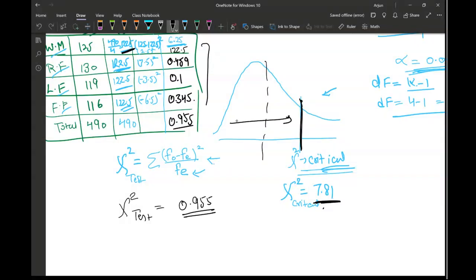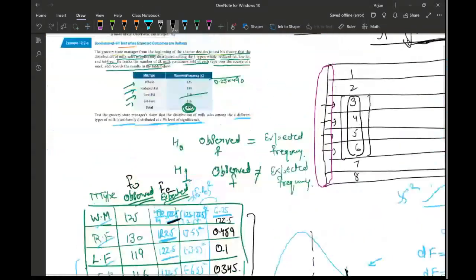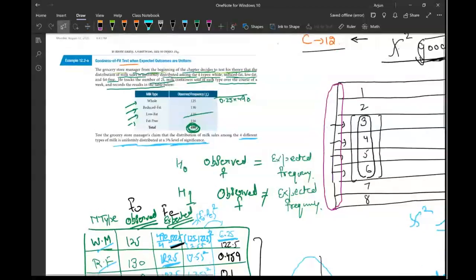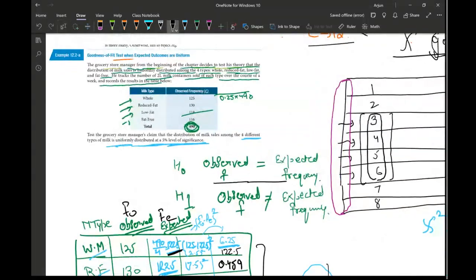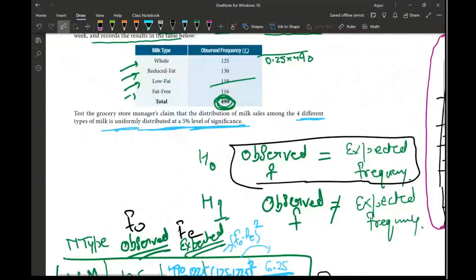So it means I cannot reject the null hypothesis. If the value is on the right hand side of the critical value, you will reject the null hypothesis. Here, reject the null hypothesis. Here you can't reject the null hypothesis. All right. So if you cannot reject the null hypothesis, now we're going to compile the answer. So observed frequency is equal to expected frequency. And that's what the grocery manager also said.